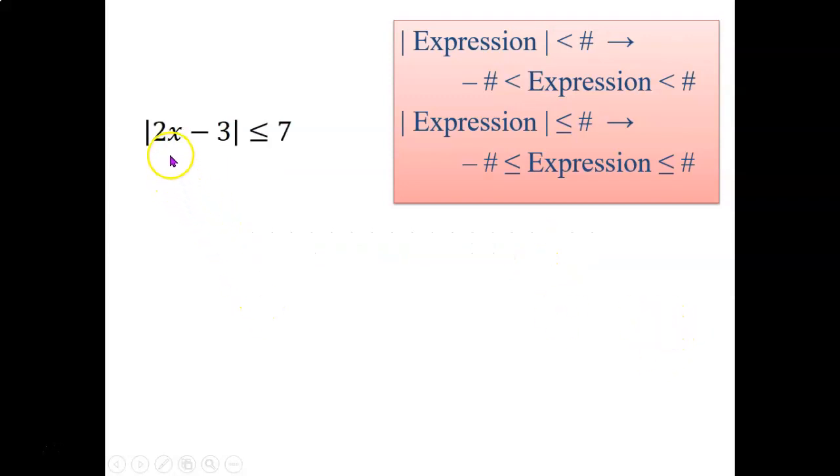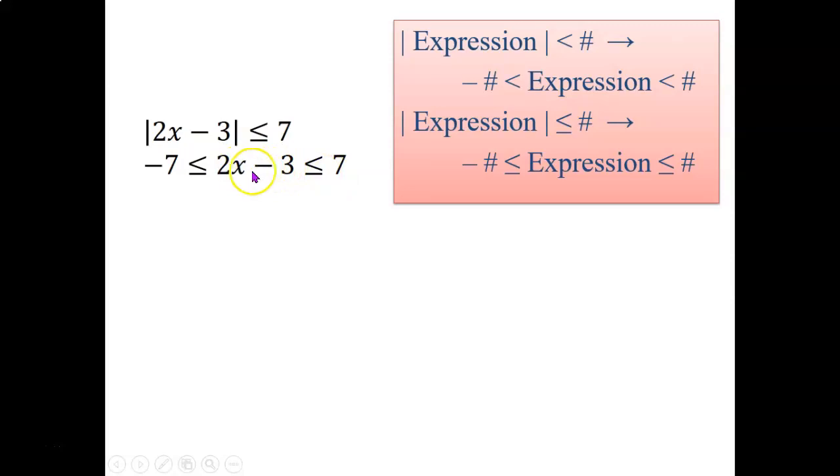How about this? The absolute value of 2x minus 3 is less than or equal to 7. So what does that tell you about 2x minus 3 itself? What has to be true about 2x minus 3? Well, it has to be between negative 7 and positive 7. So I would write negative 7 is less than or equal to 2x minus 3 is less than or equal to 7. Notice how part of this is exactly what we started with, but without the absolute value bars.